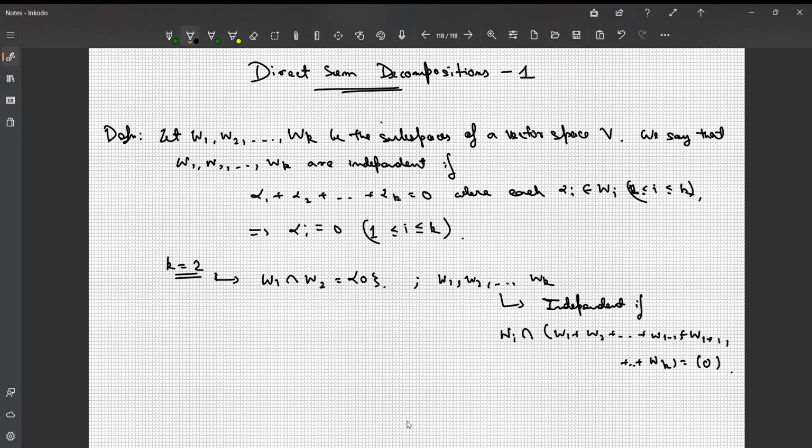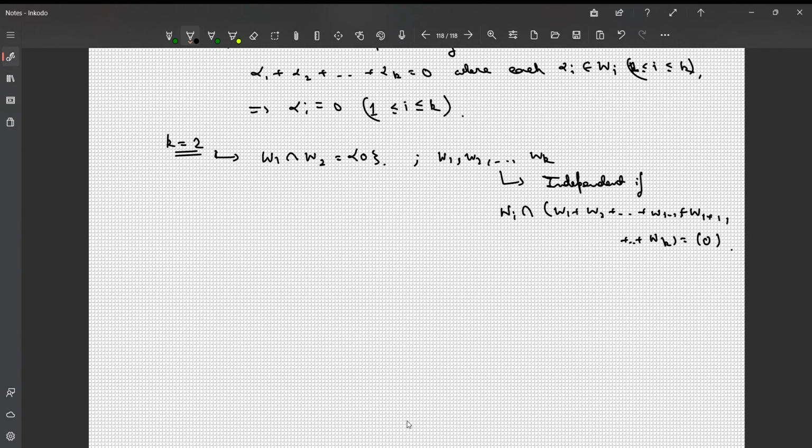Now if you have k independent subspaces, let W be the sum of k independent subspaces, W1 plus W2 till Wk, where the Wi's are independent. Then what is the use of this independence? Basically, every element of W, which can obviously be written as a sum of elements from each Wi, attains a unique form. That's the importance of it.